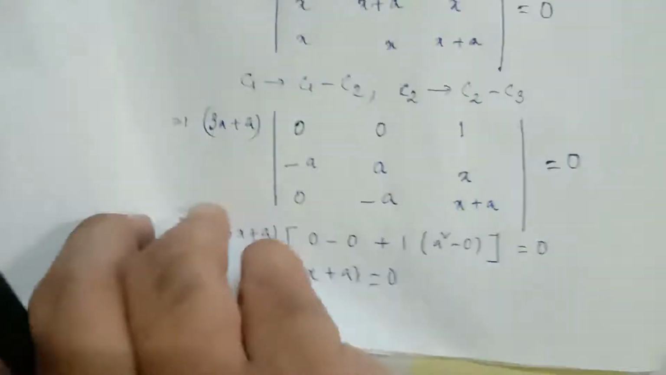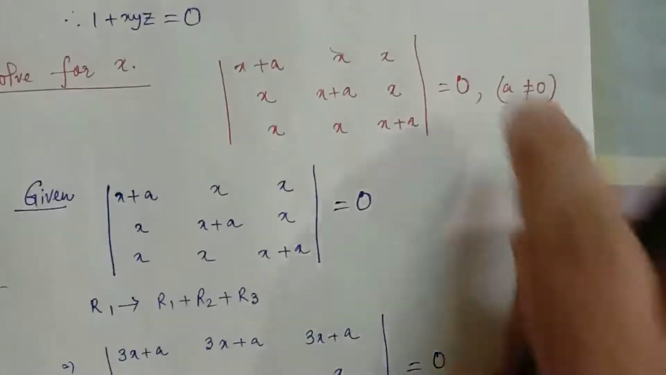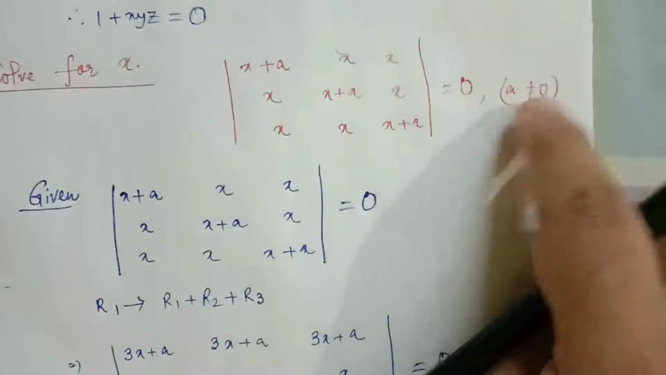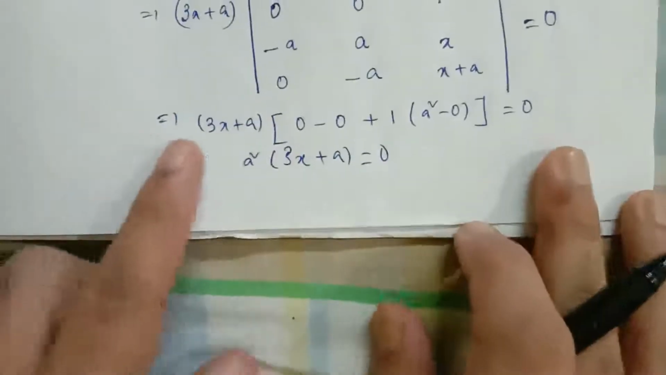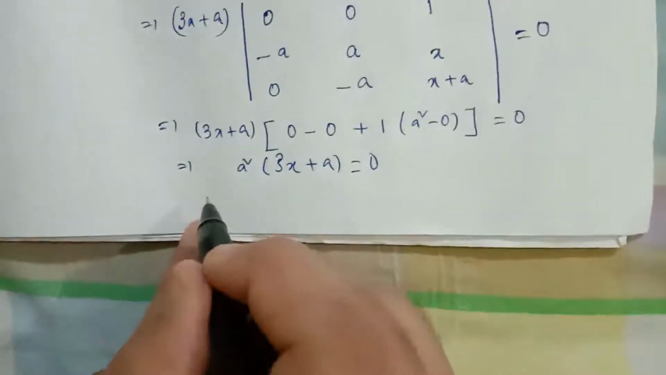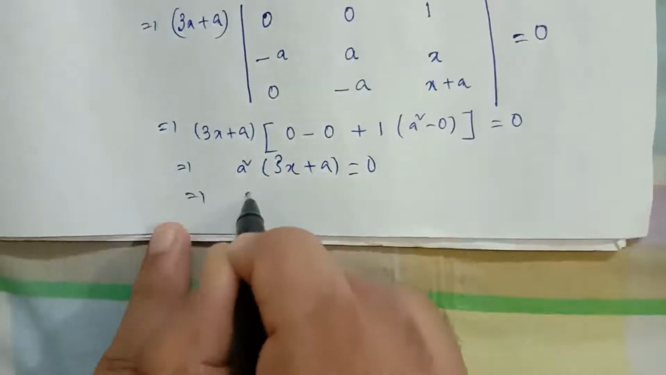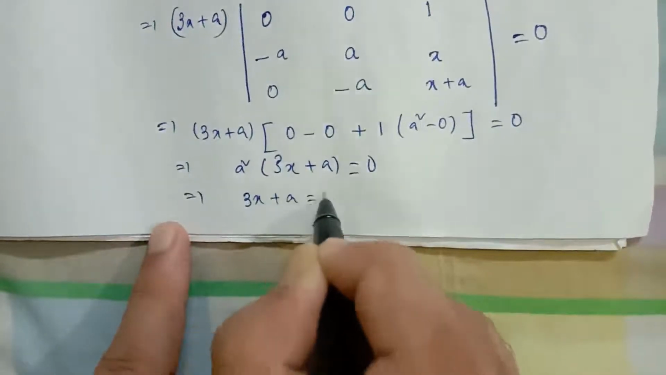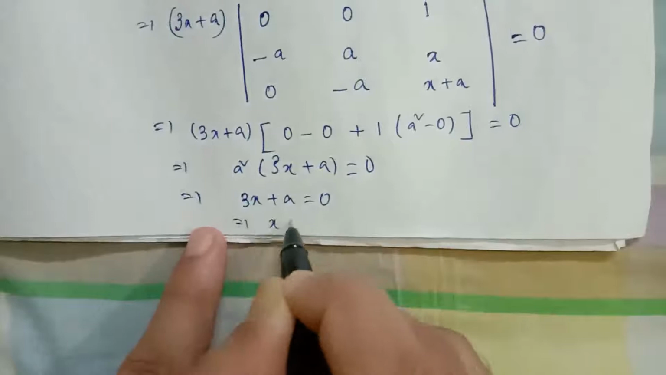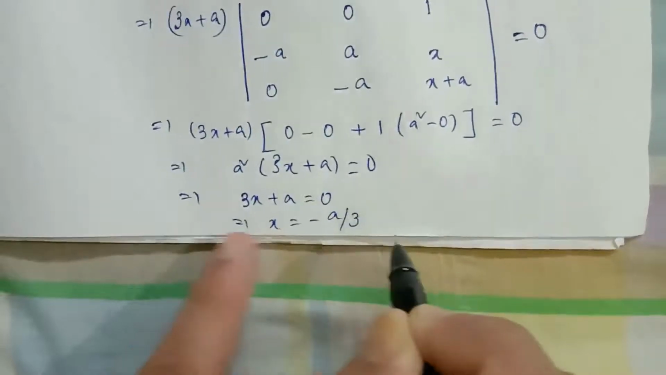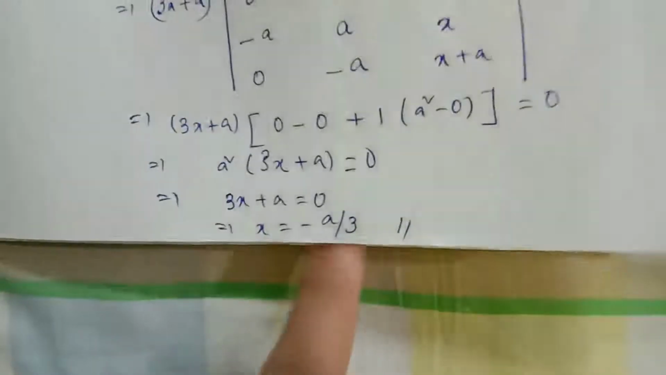You can see in the question it is given that a is not equal to 0. As a is not equal to 0, it implies 3x plus a equal to 0. So x is equal to minus of a by 3. This is the value of x.